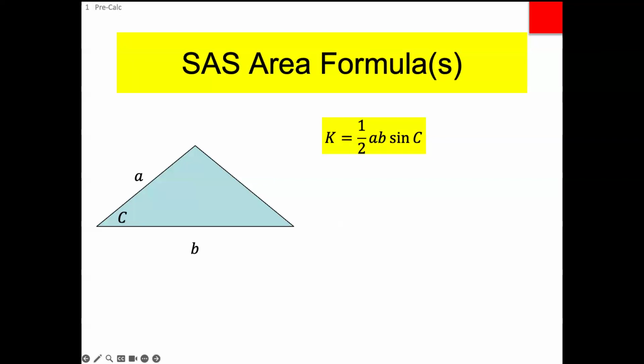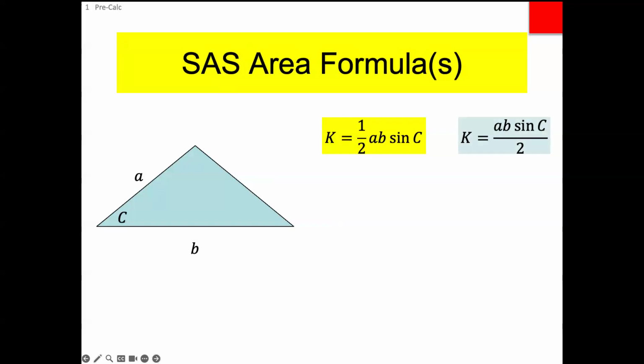So it doesn't technically have to be SAS, but you have to have two sides and the included angle to use the formula. Did I confuse anybody on that? Okay. It's pretty straightforward. We're not going to do 16 of these, because it's just plugging numbers into a formula in your calculator, right?